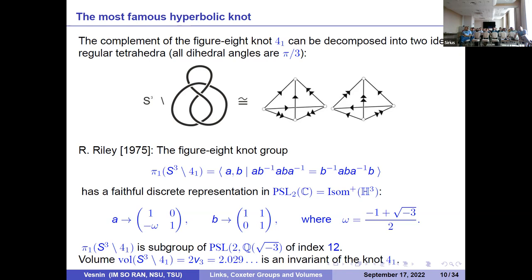If you have A and B, the generators of the fundamental group, you can send A to the matrix (1, 0; minus omega, 1), where omega is a particular element present here, and you send B to (1, 1; 0, 1). So you get the representation. You can realize these loops of the fundamental group as isometries in this space, and you obtain that your knot complement is a geometric manifold with a hyperbolic structure. And you can find the volume. Since we started from ideal regular tetrahedra, the volume is double V3, like here.